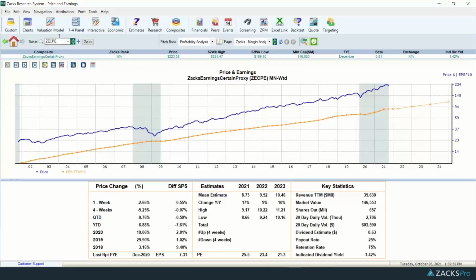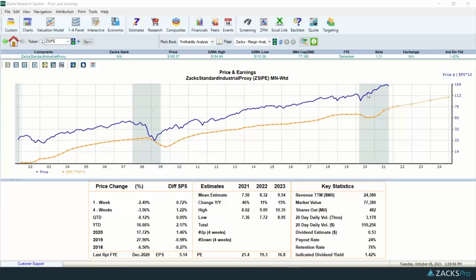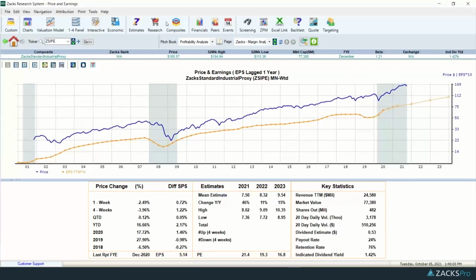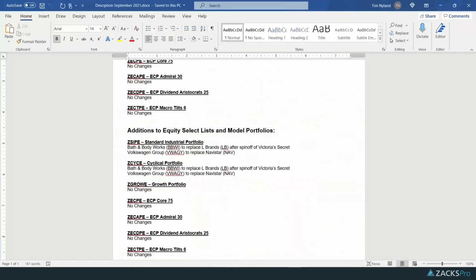So if you can imagine the standard industrial portfolio, this is where I do a lot of my strategy work. Everybody has seen my webinars on this. I'll go ahead and lag the earnings 1 year. We split this into two equal portfolios, 200 cyclical names, 200 growth names. Both changes this quarter happened in the cyclical portfolio. And the biggest one is obviously going to be the removal of Navistar and the addition of Volkswagen Group, right?